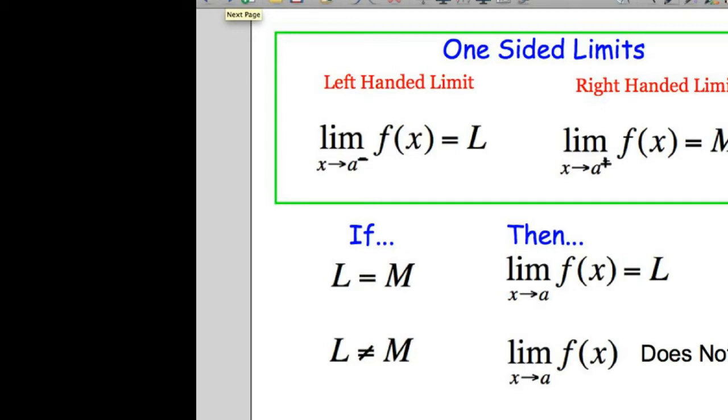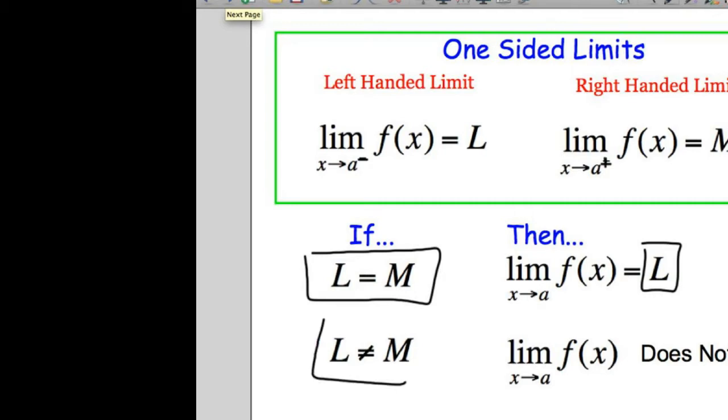So let's say that the limit as we come from the left is L, and the limit as we come from the right is M. So if L equals M, so that the limits are the same from each direction, then the limit exists and it is L or M. It doesn't matter because they're the same. So that means if we look at the table and we see they're pointing to the same number, we can see the limit. But if the two limits are not equal, then the limit does not exist.